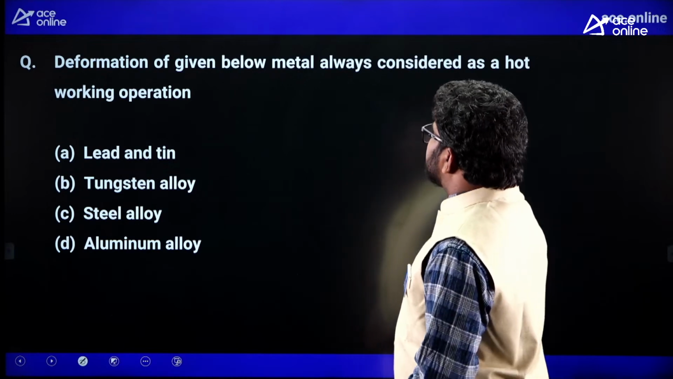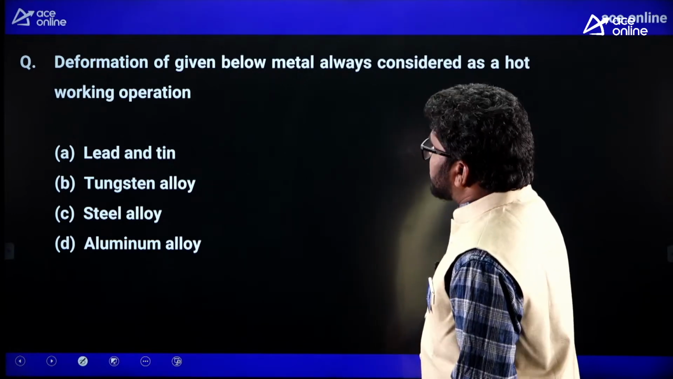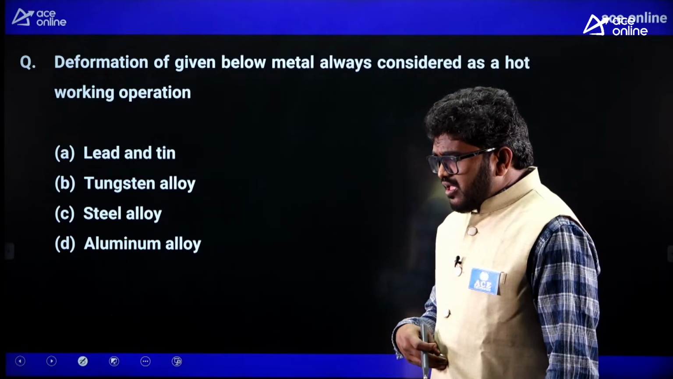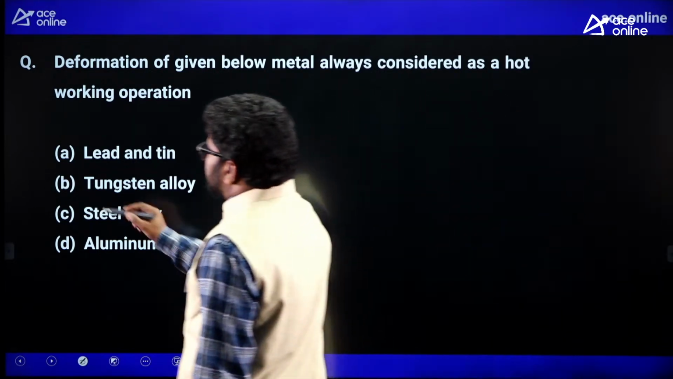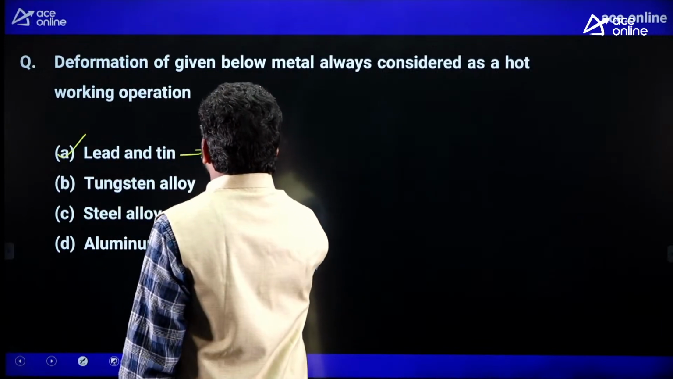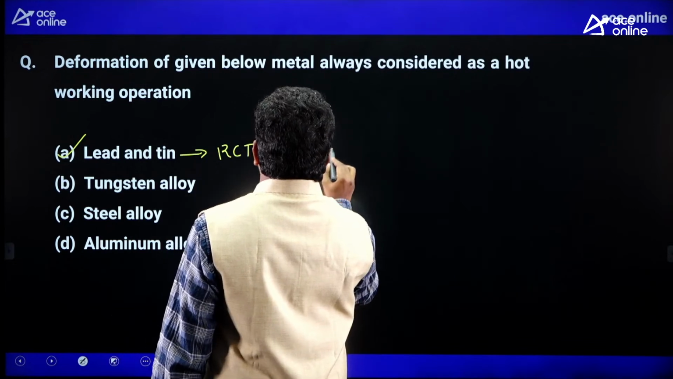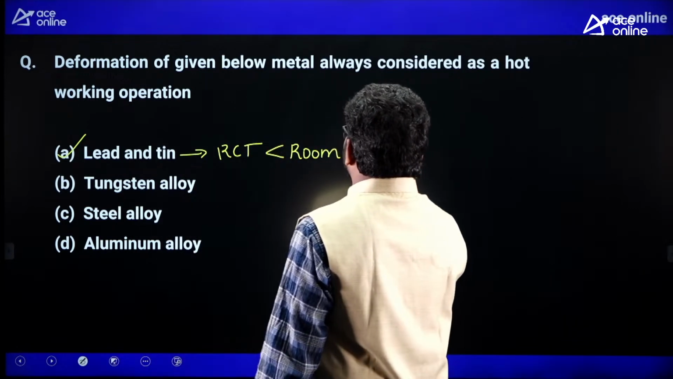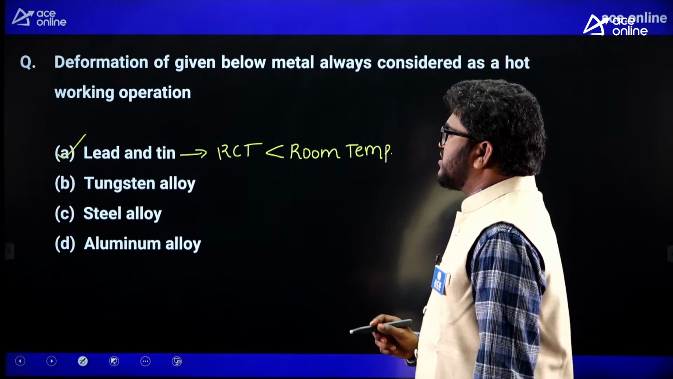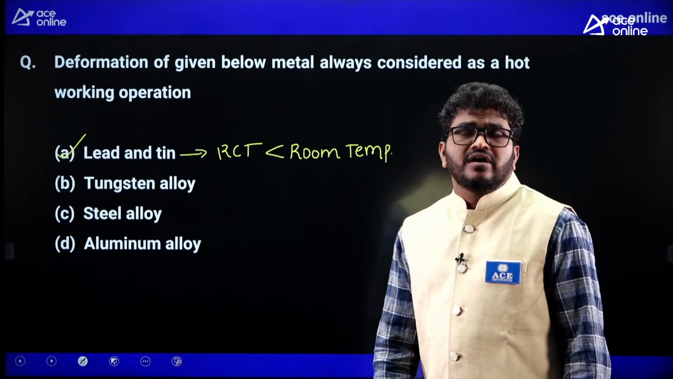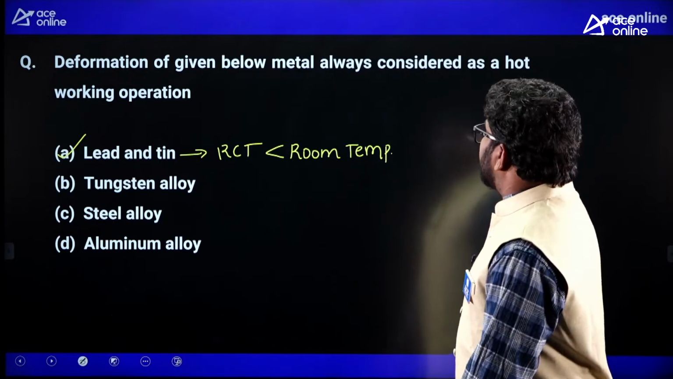Now, which of the metal alloys given below is considered a hot working operation? Remember another important thing: for lead and tin alloys, the recrystallization temperature is less than room temperature. That's why these alloys are considered as hot working operations at room temperature.